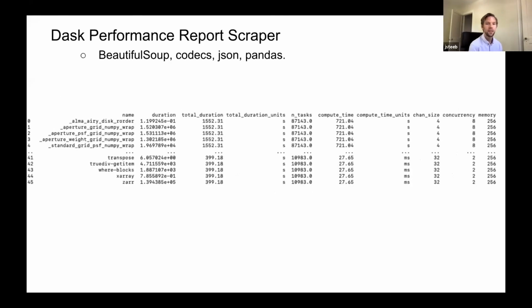We also wrote a Dask performance report scraper. The Dask performance report is fantastic. The problem is we've got hundreds of performance reports, and we want to pool all of their data and do comparisons and look at different things. So we use Beautiful Soup, JSON and pandas to create a database saved to Parquet that has all of the timing information for all of the different functions. You can see here as an example the amount of time it takes to do the calculation of the ALMA airy disk, the aperture grid function, and making of the PSF and so forth.